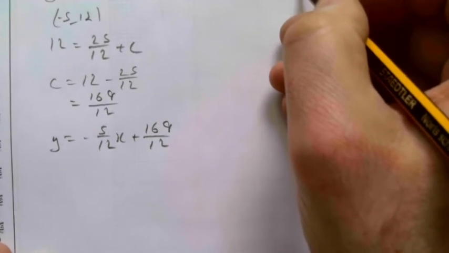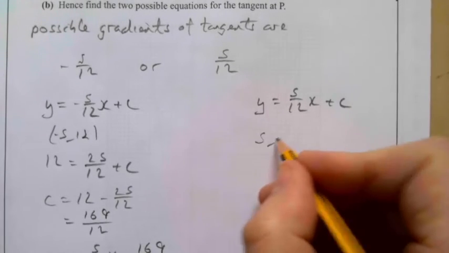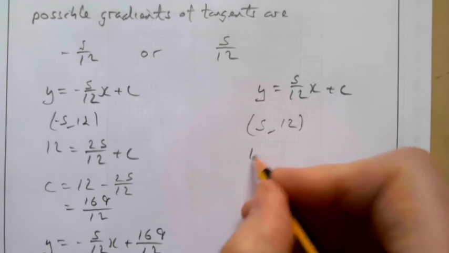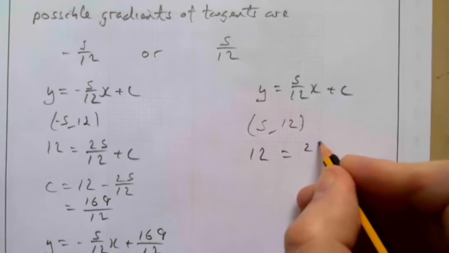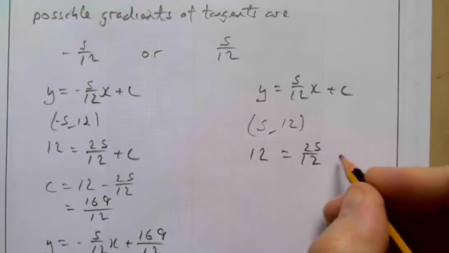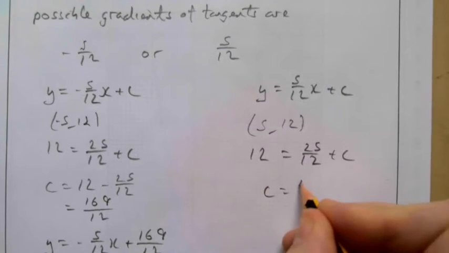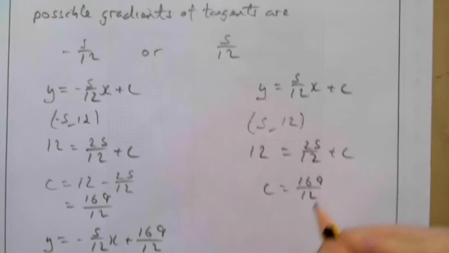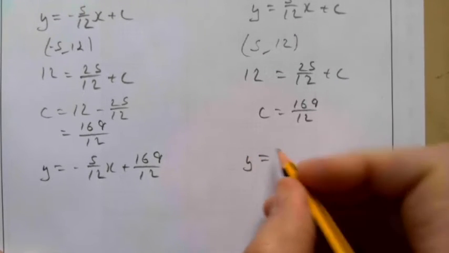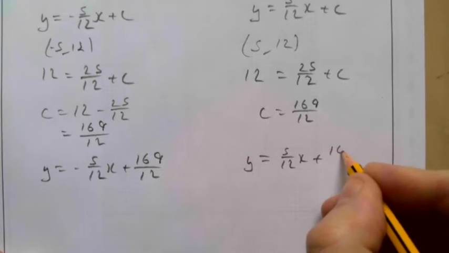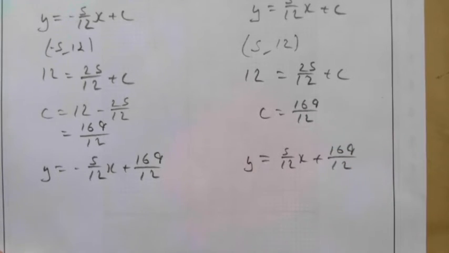Very similarly for this one, it's going to be the point 5, 12. So of course we'll have 12 equals 25 over 12 plus c, and it's just the same thing. I'm going to get c is 169 over 12, so y equals 5 over 12 x plus 169 over 12.